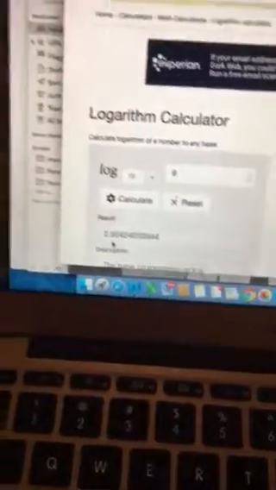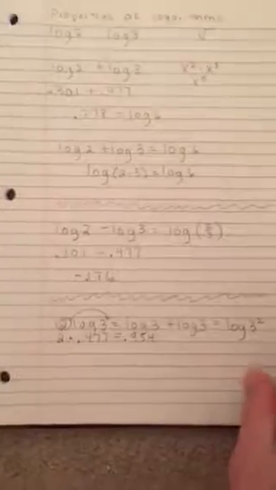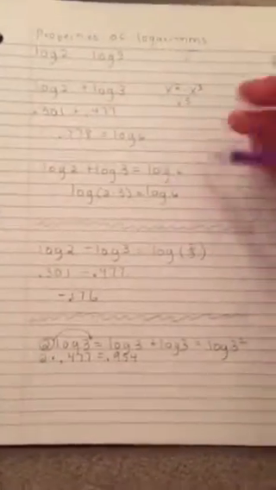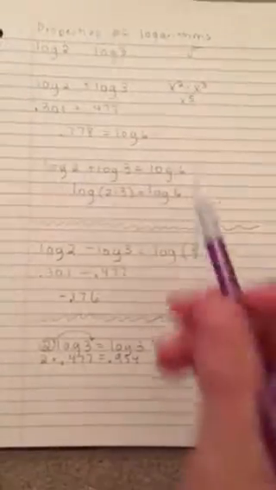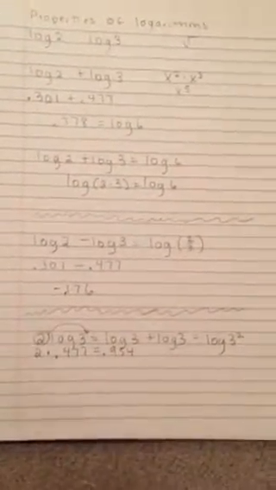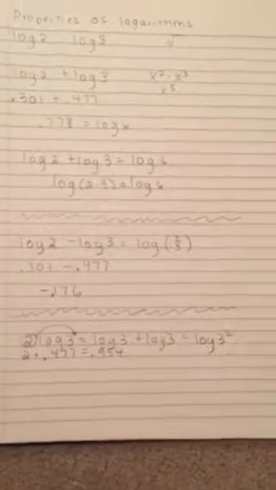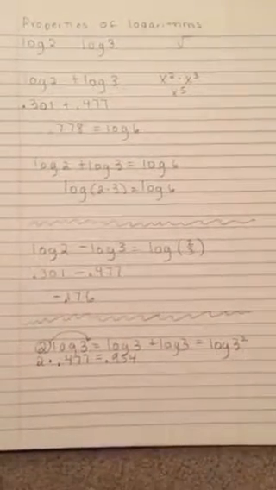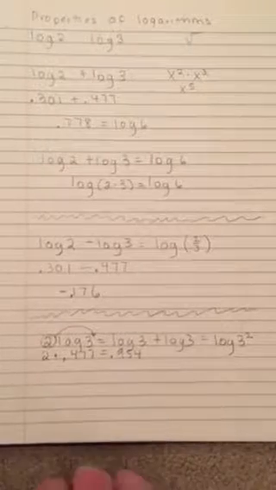So the key thing with properties is that you can condense logs and find equivalent expressions just by applying these concepts, and you can evaluate with just one log and not add them together. So just a neat little technique of working with logarithms.